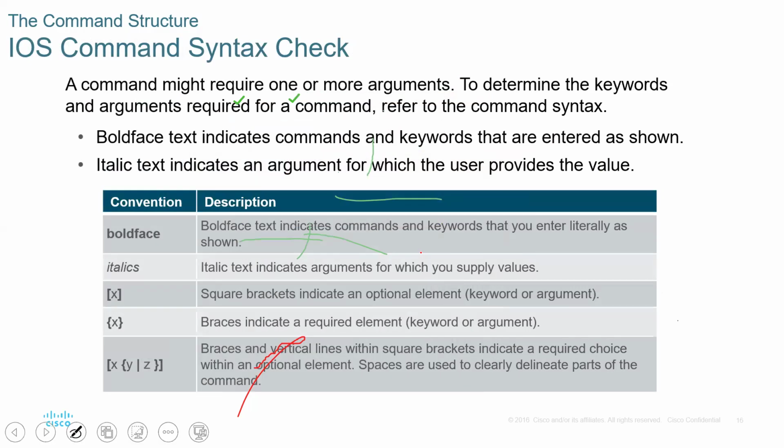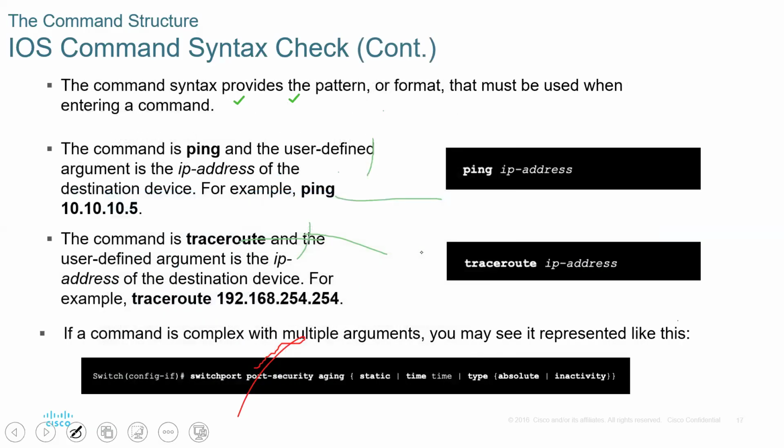Sometimes it changes. A command might require one or more arguments, and to determine the keyword and argument required for a command, you need to refer to the command syntax. The command syntax is like the rule or the dictionary for the particular command that gives you an idea what the command is all about. The command syntax provides the pattern or format that must be used when entering a command. So if I want to ping an IP address, I will type ping, then I will enter the address.